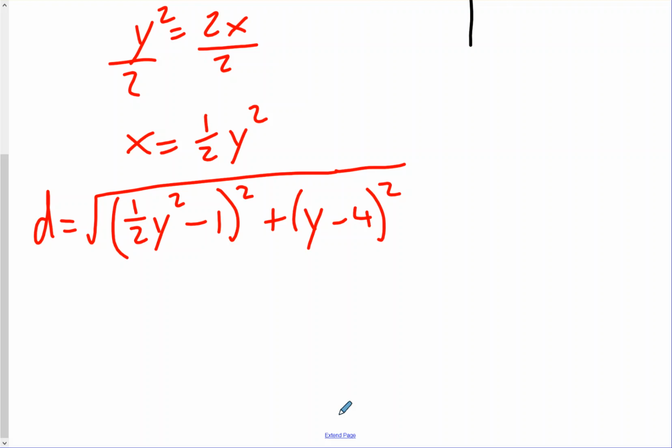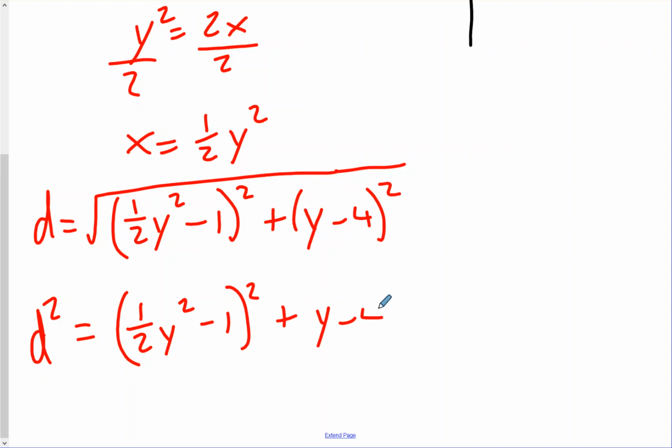Now, one of the things we'll recognize real quick is that taking the derivative of this will be a little complicated. We have an outer function of a square root, and then inside here we have more complicated functions. I'm going to work with the square of this distance. That's going to be a little bit easier to work with, and then I could relate it back to my original function.